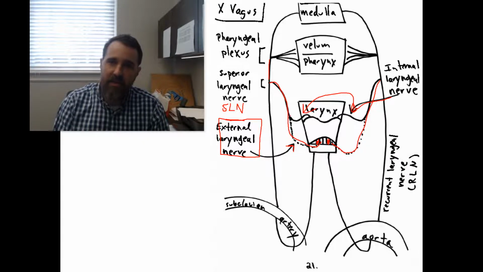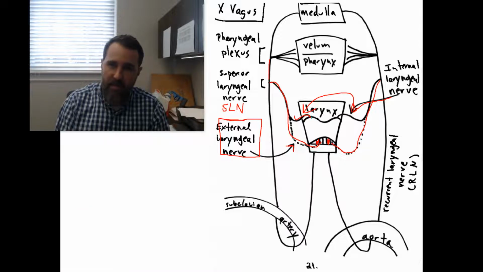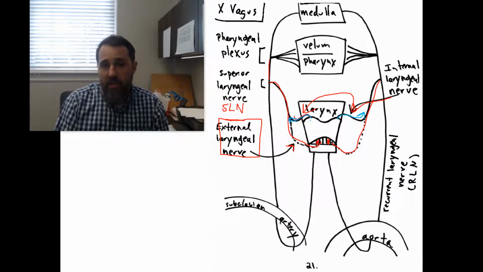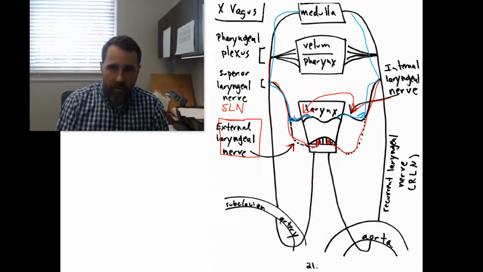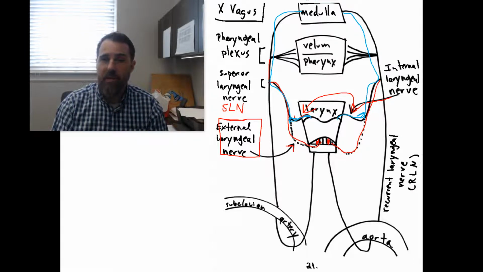The intrinsic branch of the SLN is responsible for afferent information from the vocal folds. So when you aspirate, when something goes down the wrong way and it hits your vocal folds, you're able to feel that because that sensory information is being transmitted from the sensory receptors on your vocal folds to the intrinsic branch of the SLN to be transmitted back up to the brainstem and then up to the parietal cortex for processing.